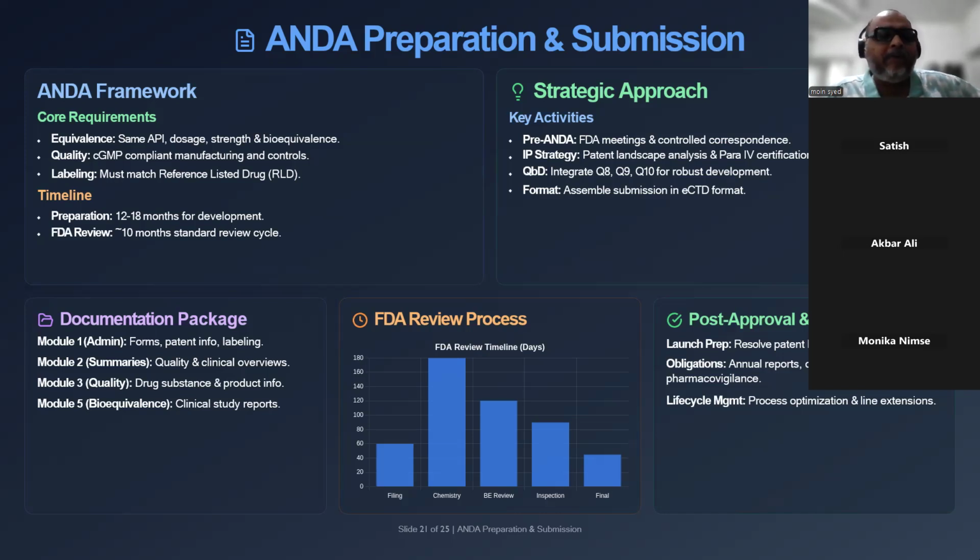And eCTD, you might be knowing, is the electronic submission, any documentation package. Specifically for the US market, you require module 1, module 2, module 3, and module 5. Module 1 is usually the administrative information, like the forms, patent, and the labeling which you have to give. Module 2 is usually the quality and clinical overviews. Module 3 mainly consists of the drug substance and the drug product information, and module 5 usually consists of the clinical study reports.